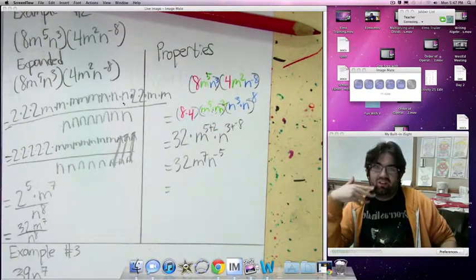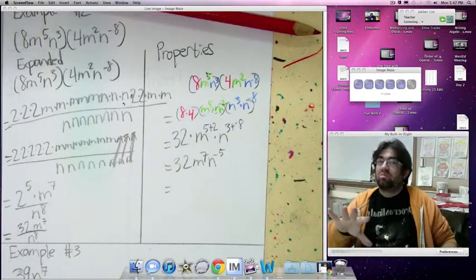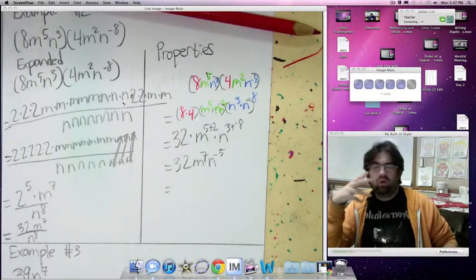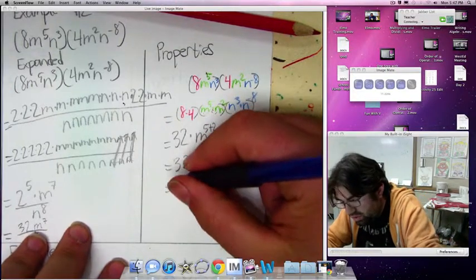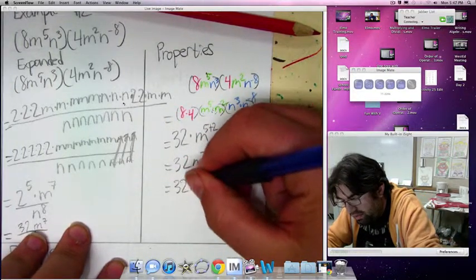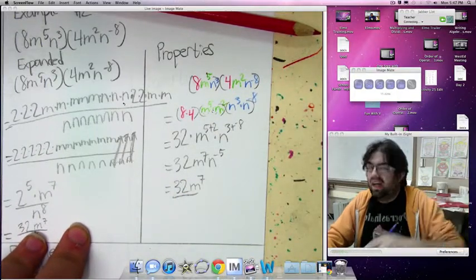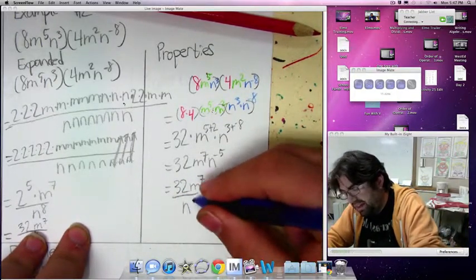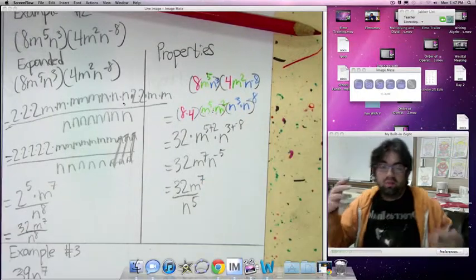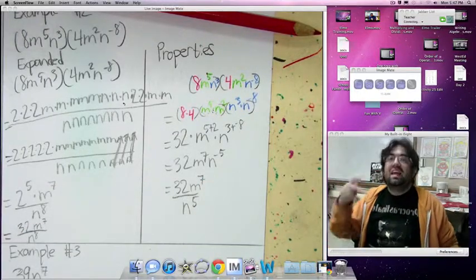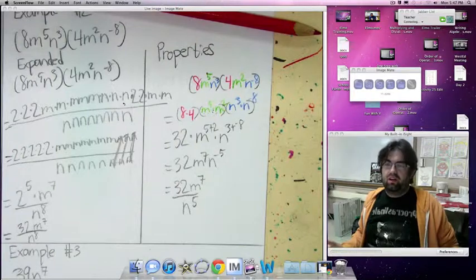Can't leave a negative exponent like that. That's no es bueno. And I know sometime on a test they're going to do that, but no good. 32 m to the 7th for good. But n to the negative 5th? Nah, n to the 5th, we got to get rid of that negative. So negative 5 becomes positive 5. And n to the 5th goes in the denominator.